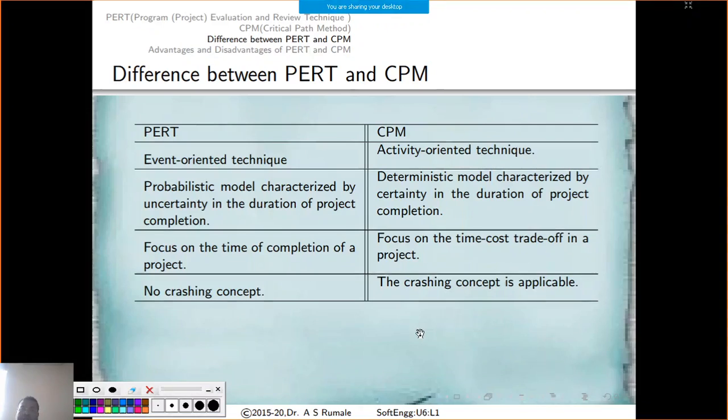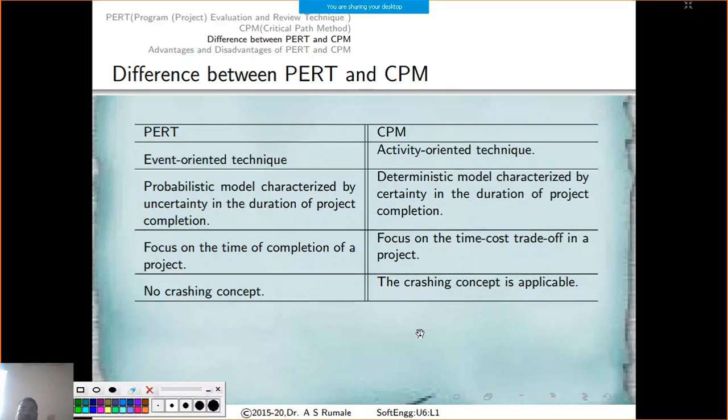In PERT there is no crashing concept, while in CPM the crashing concept is applicable. The crashing concept is about shortening the project time just by choosing the right path. In PERT there is no such thing as choosing a right path. PERT says that there are three types of timing, so you have to consider the worst and prepare for the best, or prepare for the worst and consider the best. So there is no crashing concept.